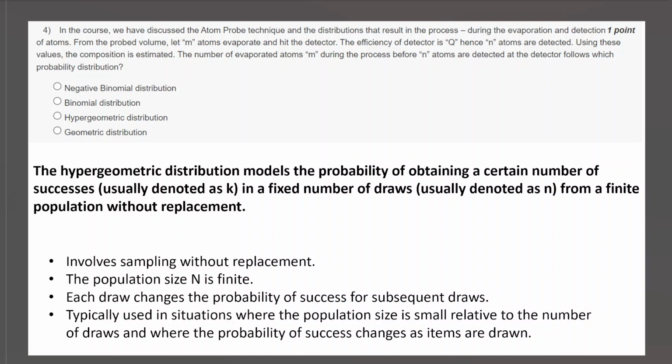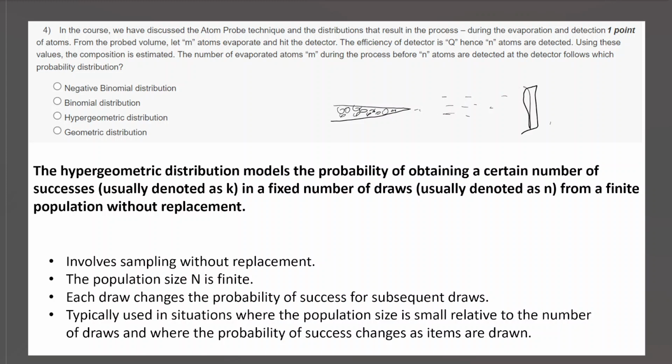In the course, we have discussed the atom probe technique and the distribution that results in the process during the evaporation and detection of atoms. From the probe volume, we know the probe will be conical. It contains several atoms. From the probe volume, let M atoms evaporate. So M atoms are evaporating and hitting the detector.